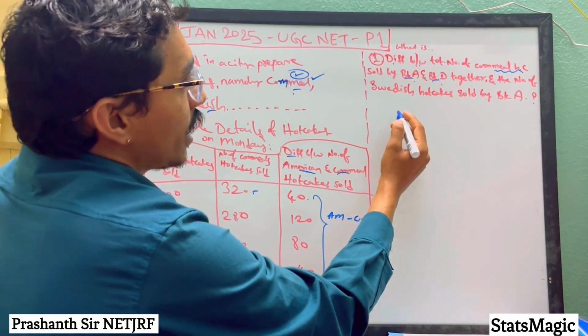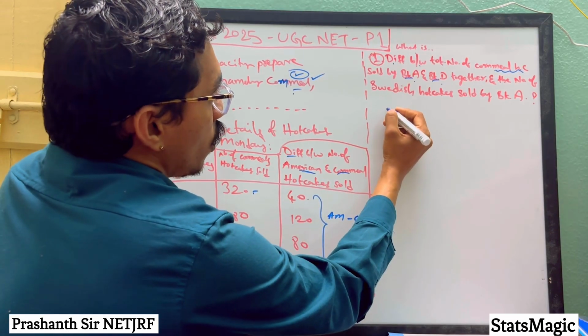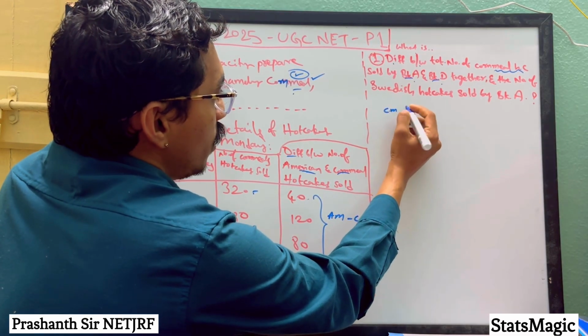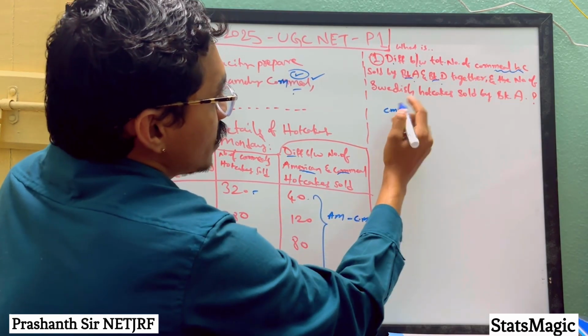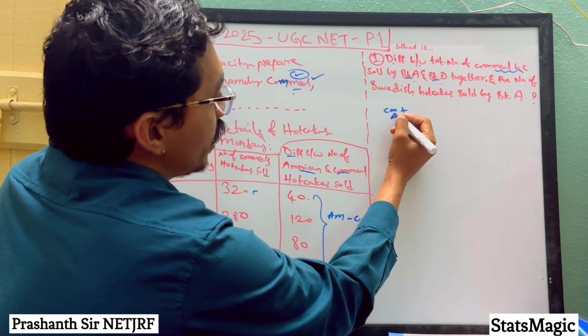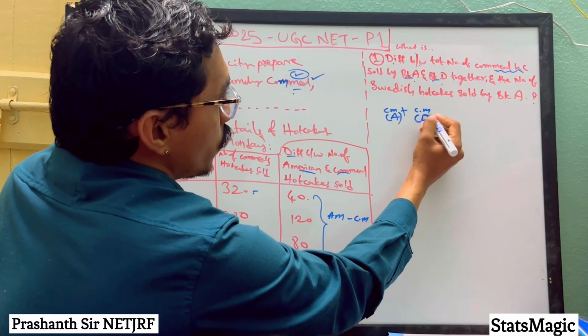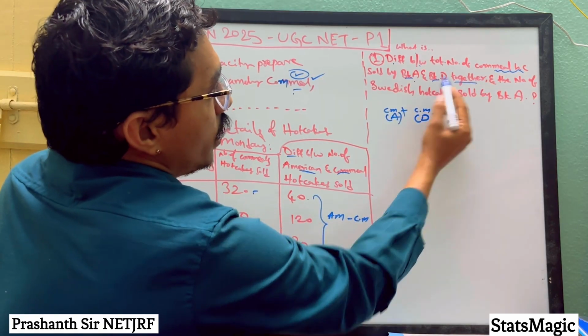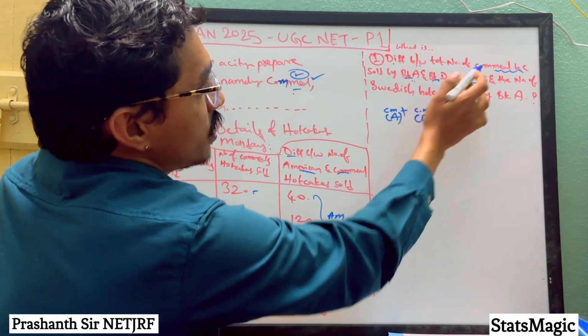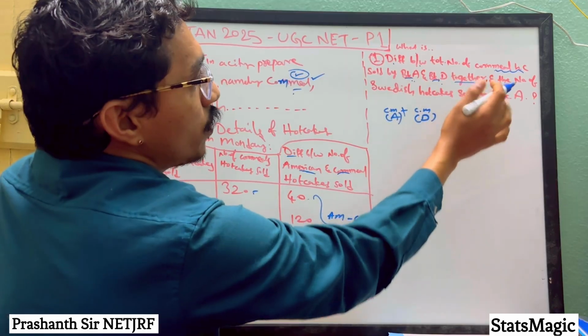Difference between, so we have to write like this. Cornmeal hot cakes of bakery A plus the same cornmeal hot cakes of bakery D. Okay, because they said together, no? Bakery A and bakery D together. Cornmeal hot cakes sold by bakery A and D together.